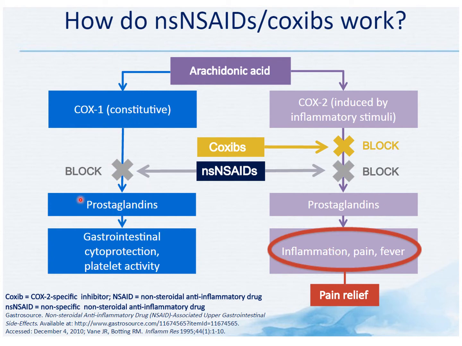COX-1 is found in other tissues and may be involved in other activities within the body, including the adherence of platelets and other GI tract sort of things. And so a lot of work is being done in order to be more specific to cyclooxygenase 2 with COXIBs. Non-specific NSAIDs will block both, and there may be side effects associated with that blockage.